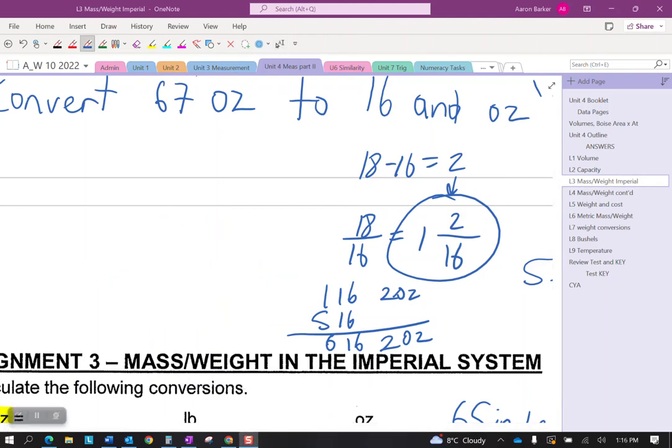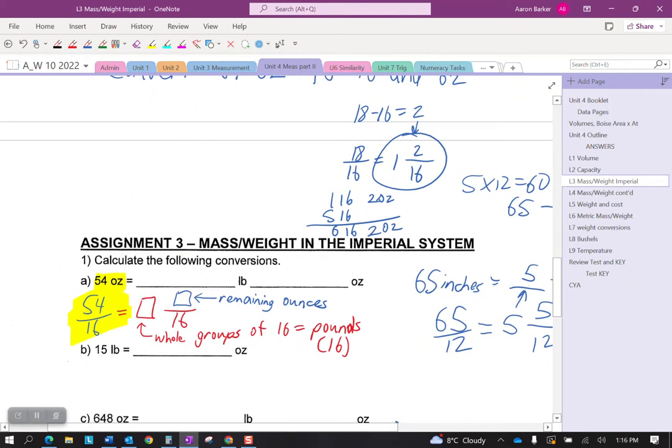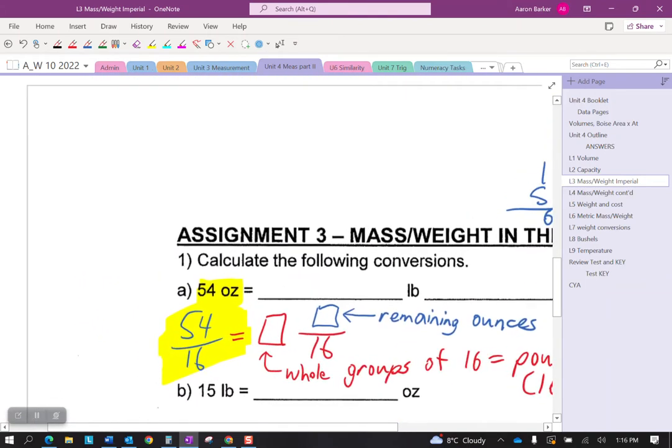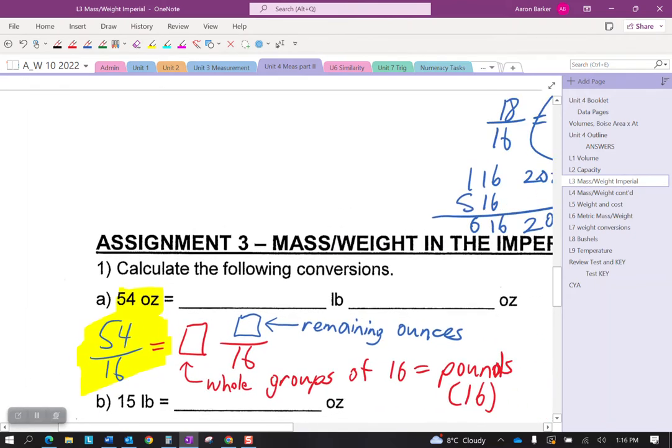All right, so I just want to review really quickly what we did last Friday. Friday was all about mass and weight in the imperial system. We would focus on converting right here 54 ounces to pounds and ounces. What we would do is make it into a fraction of 54 over 16. That's the first step. If you don't have that written down, you should write it down right now.